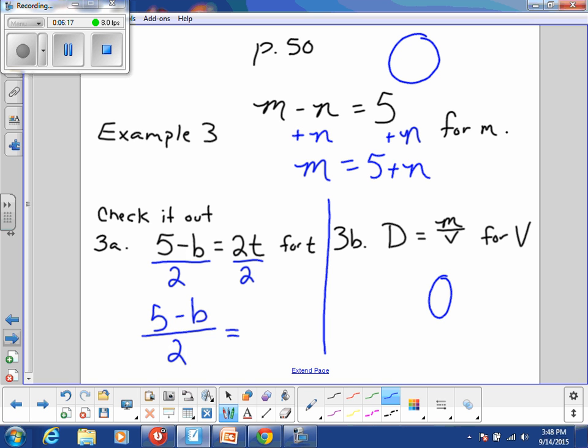So I'll still have 5 minus b, but divided by 2. That isolates t, gets it by itself. That's all you can do for that one. Formulas can be longer and more complicated, but most of the examples you're going to look at are not very long.